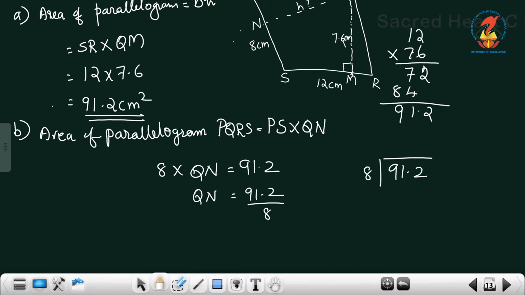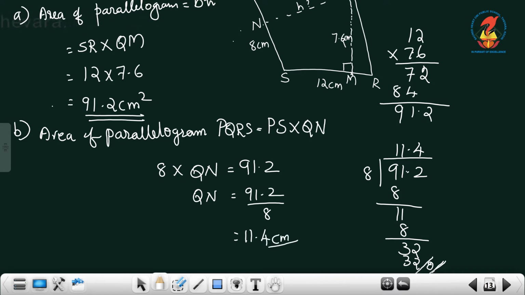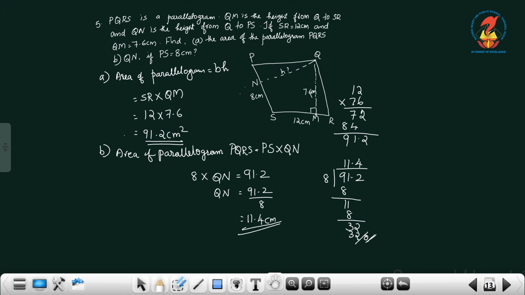91.2 divided by 8. 1 eight is 8. 1. Bring down 1. 11. 11, how many times 8? 1 time. 8, 3. Here the decimal point is there. You put the decimal point. Bring down 2, 32. 32, how many times 8? 4 times. 32. 11.4 centimeter. QN means what? 11.4 centimeter. Okay, QN equal to 11.4 centimeter, area 91.2 centimeter square.